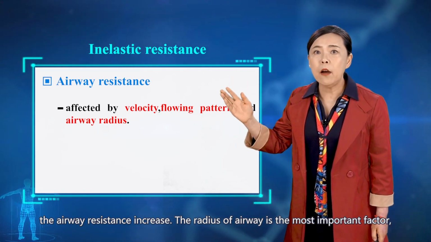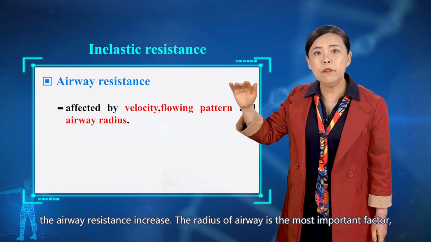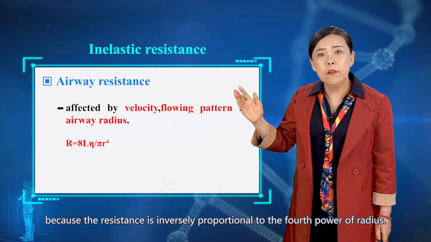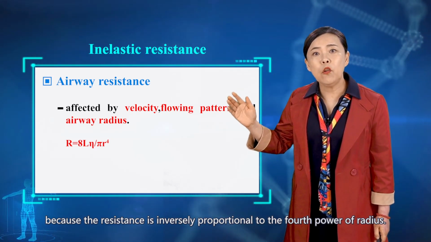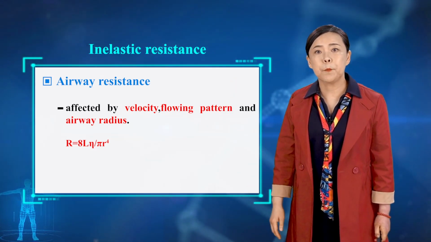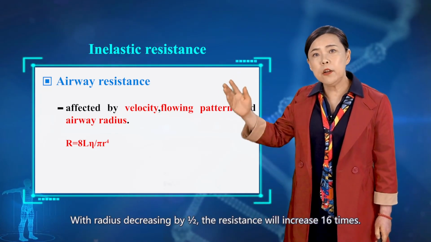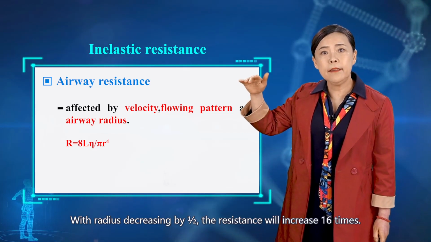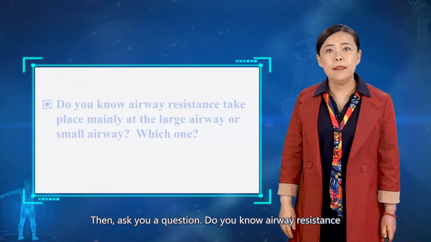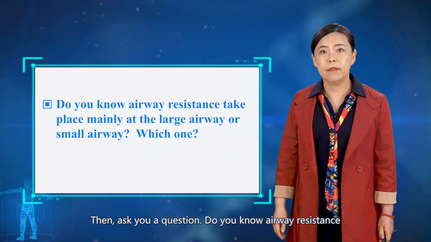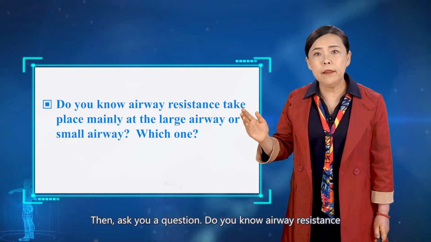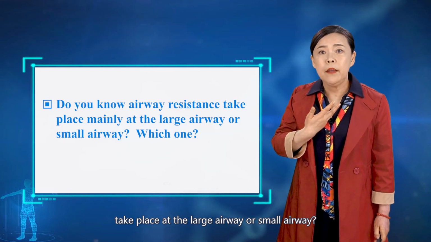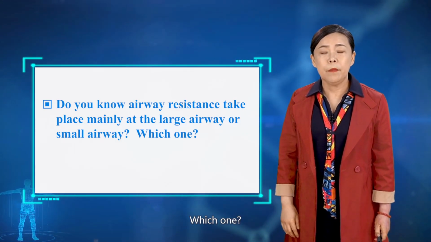The radius of airway is the most important factor because the resistance is inversely proportional to the fourth power of radius. With radius decreased by half, the resistance will increase 16 times. Then I ask you a question. Do you know whether airway resistance takes place in large airway or small airway? Which one?